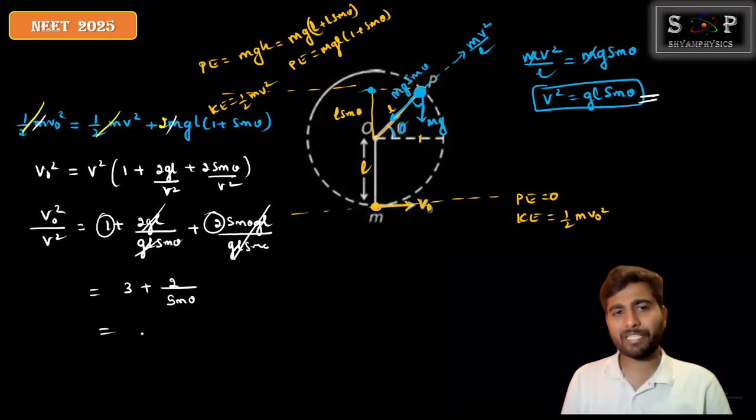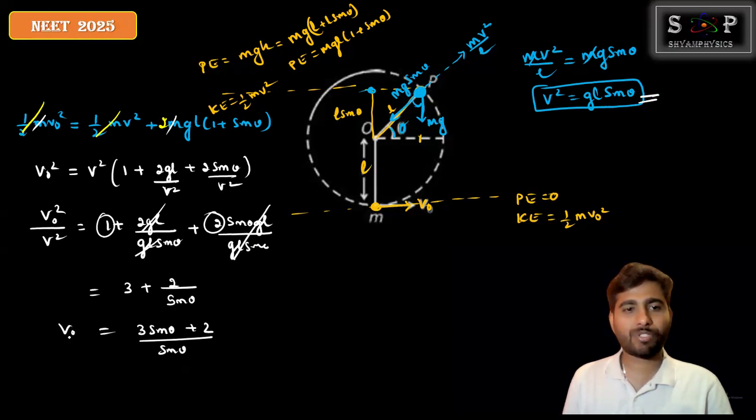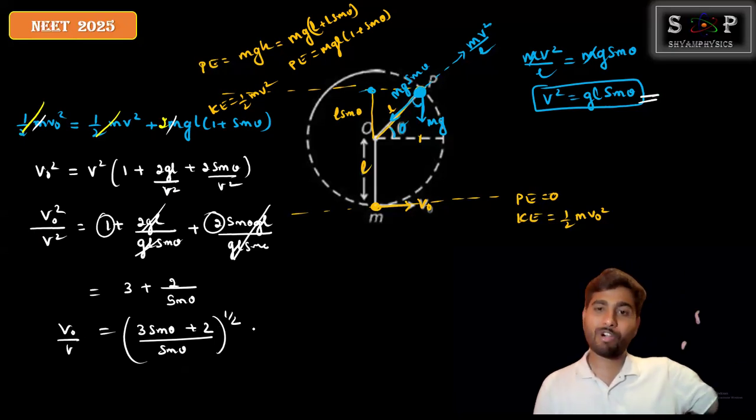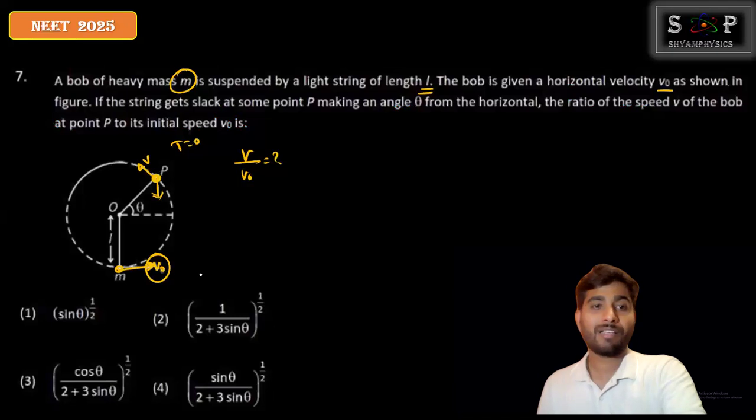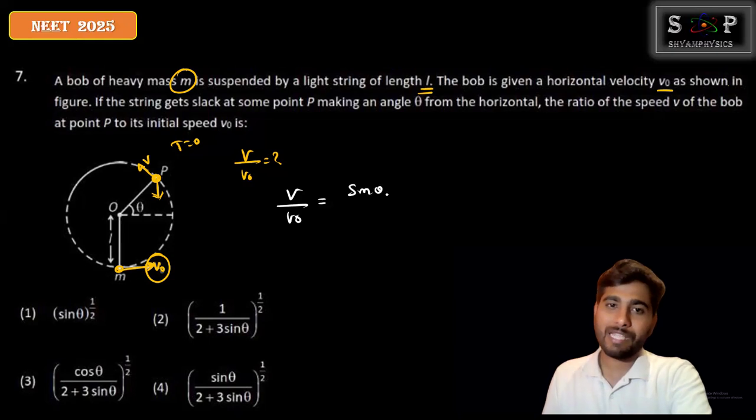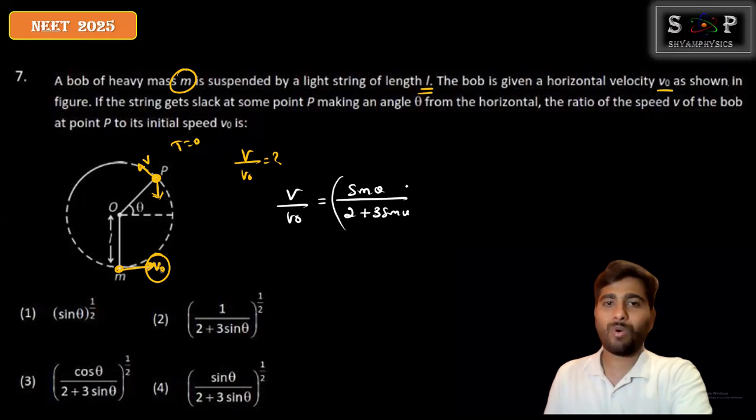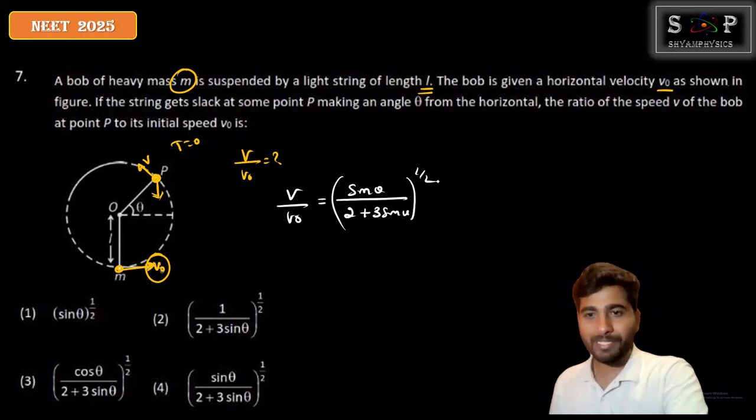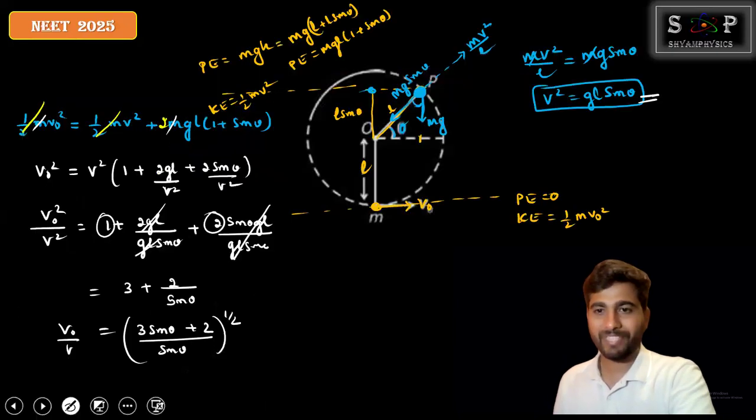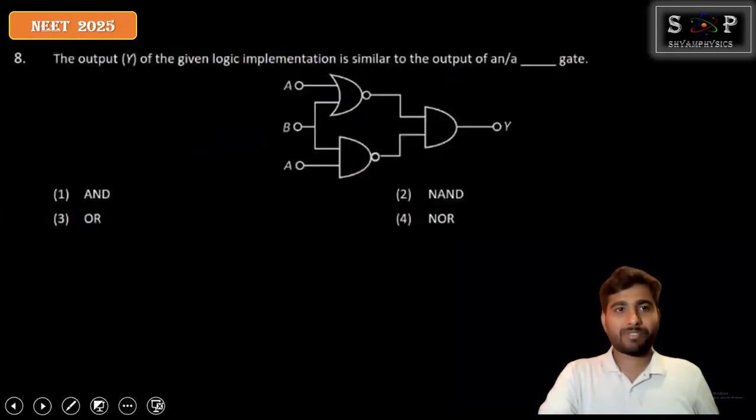And simplifying this, (3 sin theta plus 2) divided by sin theta is equal to (v naught by v) whole square, and taking this right hand side to the power 1 by 2. So I actually wrote here v naught by v, but they are asking v by v naught. So v by v naught will be (sin theta divided by 2 plus 3 sin theta) whole to the power 1 by 2. Hope it is clear to everyone. Option 4. Then we'll move to the next question.